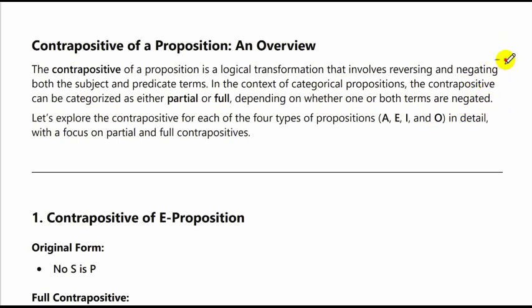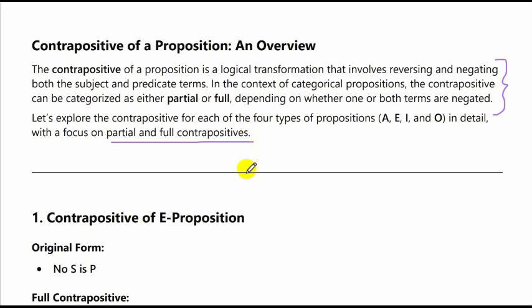I'll explain this. Stay with me. Let's continue. You'll understand as we move forward. Let's explore the contrapositives for each of the four types of proposition A, E, I, and O in detail, with the focus on partial and full contrapositives. Now, if you have not watched the earlier videos in the series, I recommend that you go through that before coming on this. Otherwise, you will not understand this until and unless you have already done some background work on the elementary logic subject.